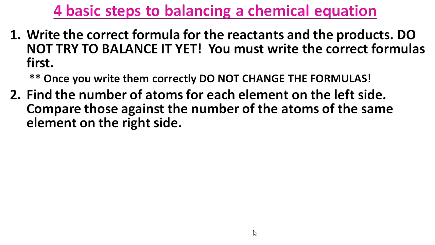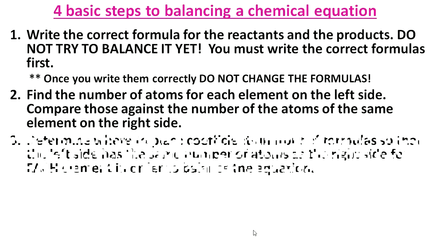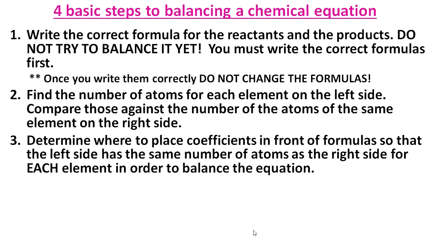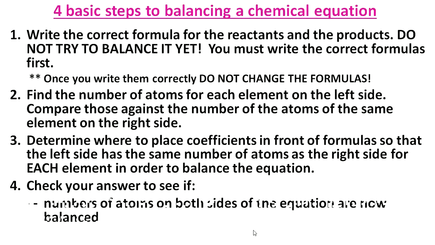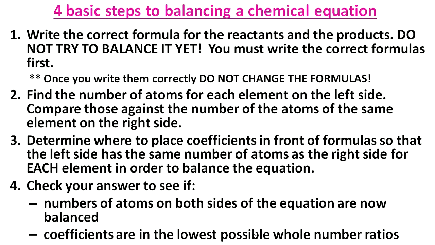Find the number of atoms for each element on the left side. Compare those against the number of atoms of the same element on the right side. Determine where to place coefficients in front of formulas so that the left side has the same number of atoms as the right side for each element in order to balance the equation. Step 4. Check your answer to see if the number of atoms on both sides of the equation are now balanced and if the coefficients are in the lowest possible whole number ratios.